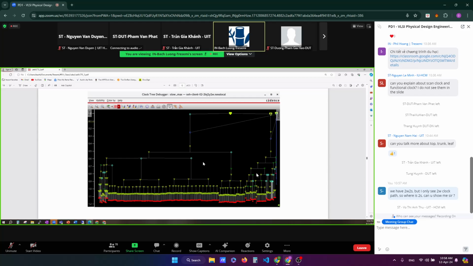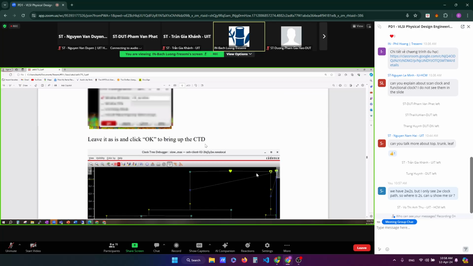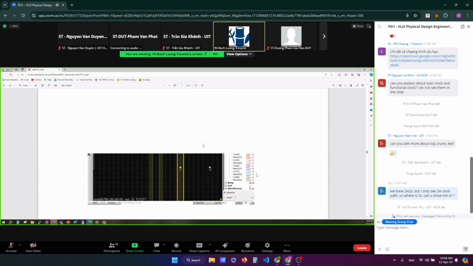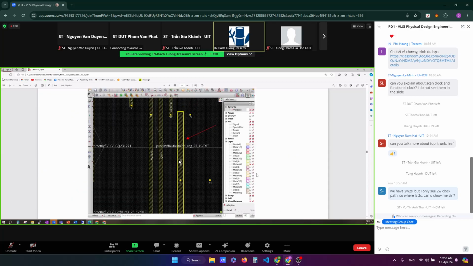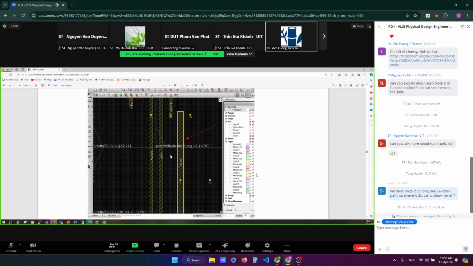Okay, so when you say we have 2W2S, but I only see 2W on the clock path. The 2S is the spacing. So the 2S should be near here, right? It should be on either side. There should be a space here like this. This one is encroaching on this. This is single space. This is double space. So this is double spacing.